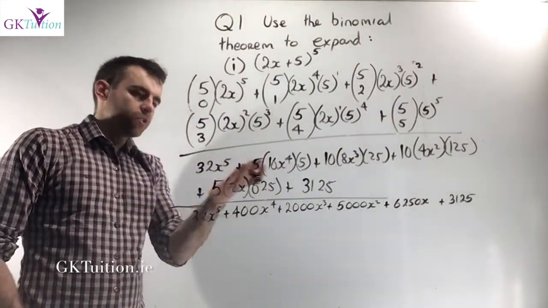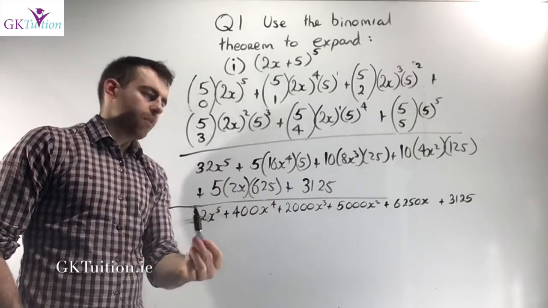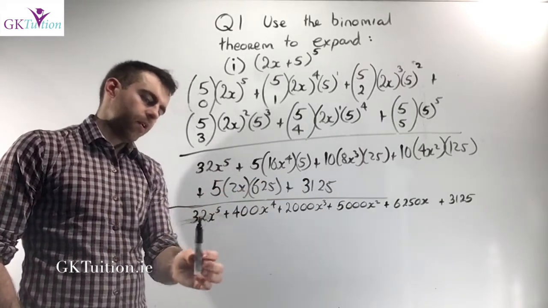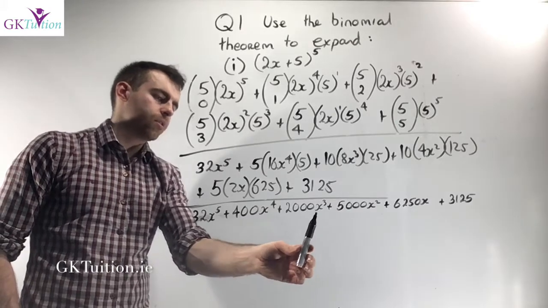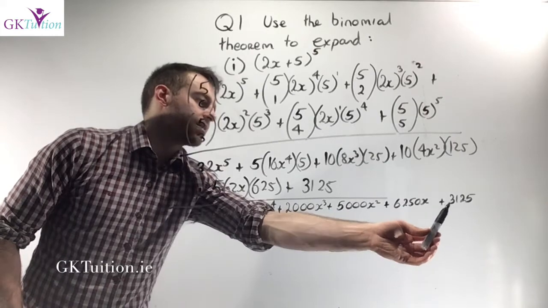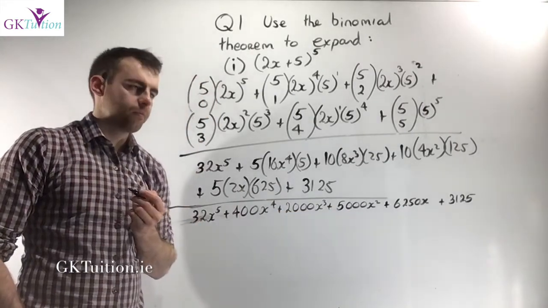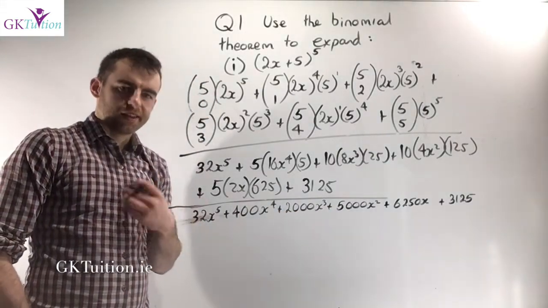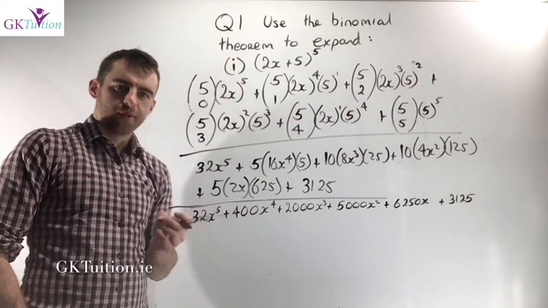All I have to do then is just multiply the coefficients by each other. My final answer was 32x to the power of 5, 400x to the power of 4, 2000x cubed, 5000x squared, 6250x, and 3125. So hopefully that's making sense. Let's move on now and look at the second part of this question.